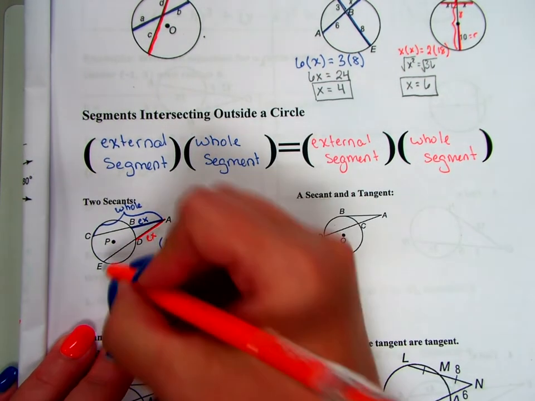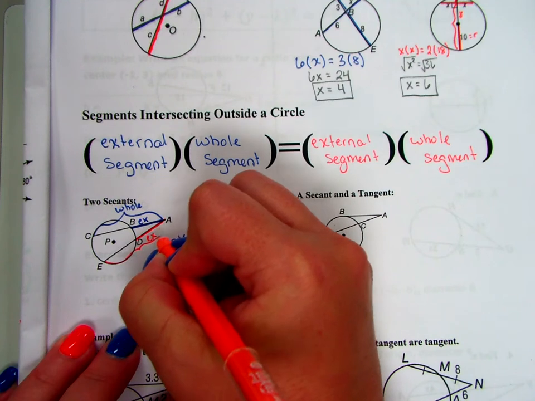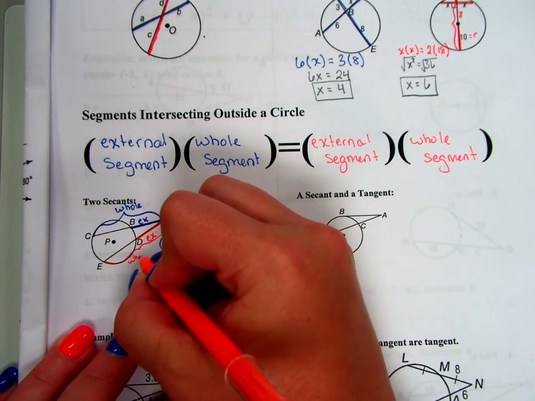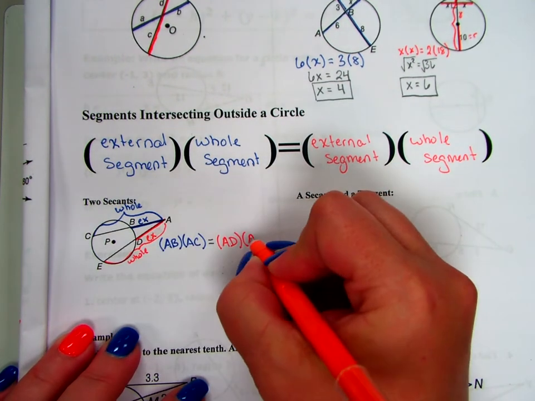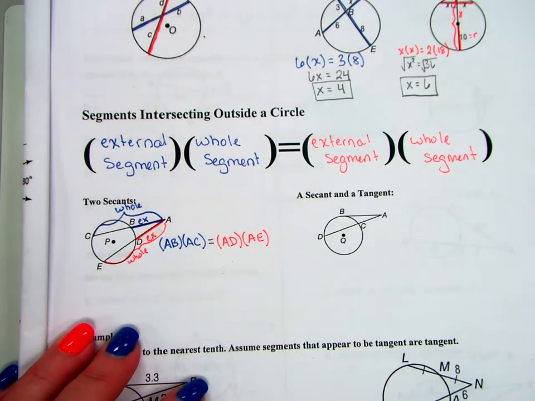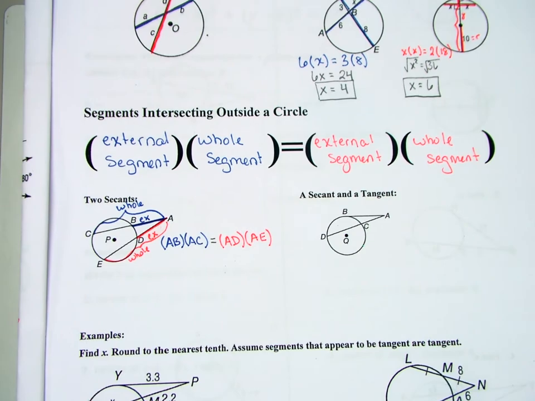And then the whole thing is AE. So external is the little piece that's outside, right? So it's the external of one segment times the whole of that same segment equals the external of a different segment times the whole of the other segment, okay?